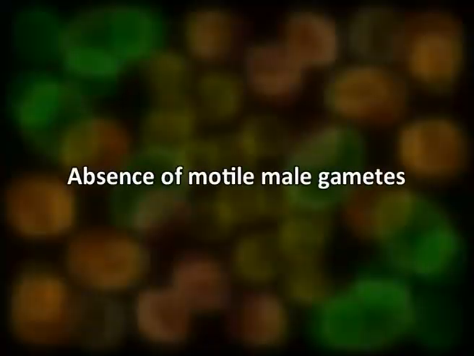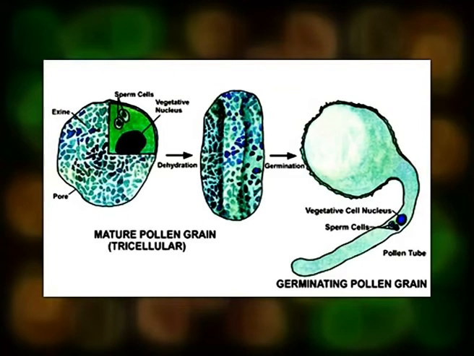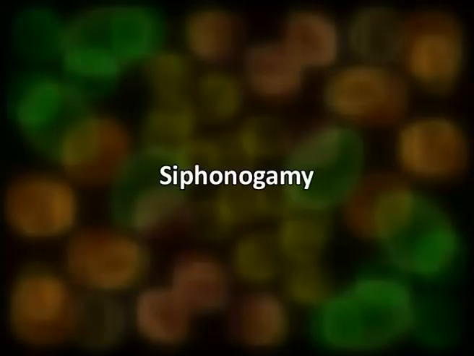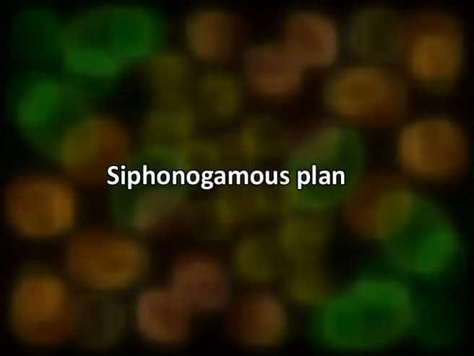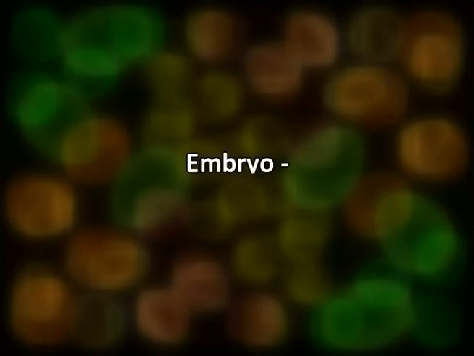Seed plants have done away with the need of external water at the time of fertilization. That is, there is total absence of motile male gametes. Pollen grains are deposited on the tip of the carpel called stigma in angiosperms, but they are deposited on ovule in gymnosperms. Male gametes lack specialized means of locomotion and germinate to form a tube called pollen tube, through which it reaches the female gamete. It is called siphonogamy, and these plants are called siphonogamous plants. Fertilization takes place inside the ovule by fusion of male and female gametes to produce zygote, which develops into embryo, a partly developed sporophyte. These plants are called embryophytes.